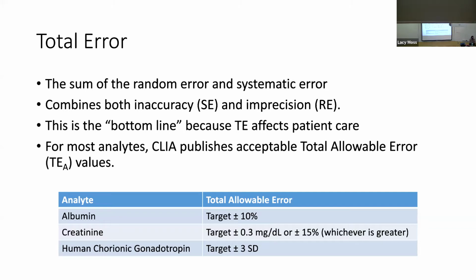And then you have HCG, and this is like plus or minus 3 SD. HCG is kind of one of those, you're pregnant or you're not, so you get a bigger range.